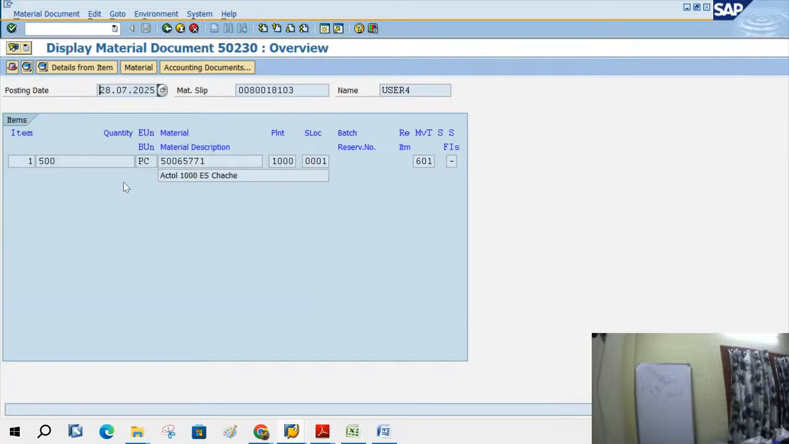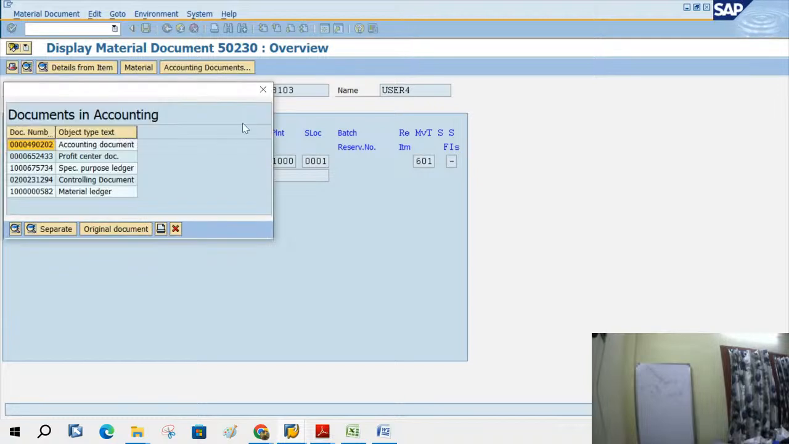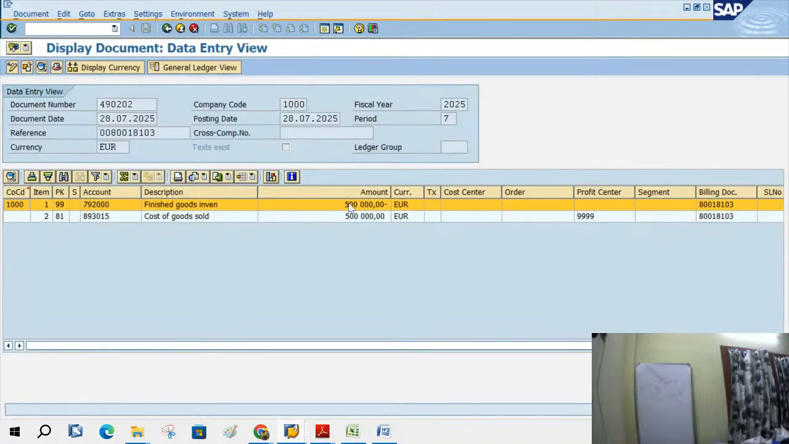How many pieces have I sold in my sales order? 500, correct? I created 500 pieces in the sales order. Delivery was post goods issue, meaning I delivered 500 pieces. Clear? So what is the value of the 500? 500 into what was maintained in the accounting 1 view? 500 into 1000, correct? So how did I get the value? 500 into 1000, 500,000, correct?